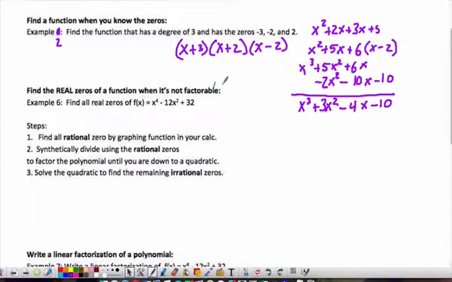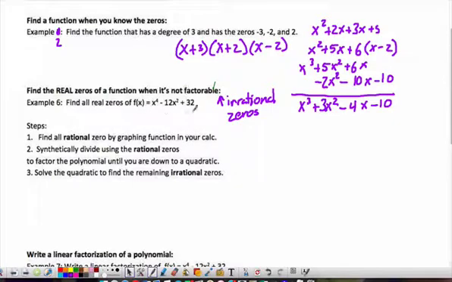So now we want to use this for finding the real zeros of a function when it's not factorable, right? So what this is saying is when we have irrational zeros. That's really what it's saying. Because before we could just factor it and then we would find those real zeros. You can also find the rational zeros by graphing the function in your calculator. And that's going to be the first step to doing this.